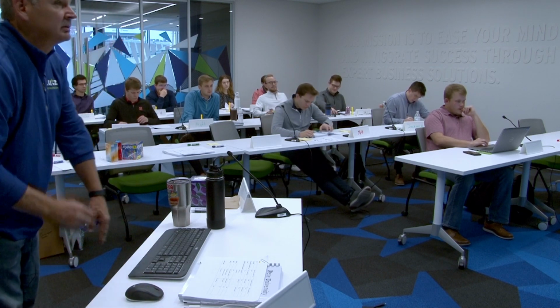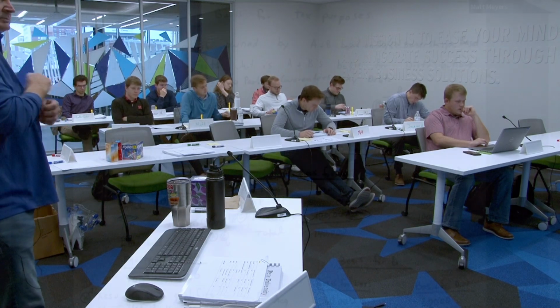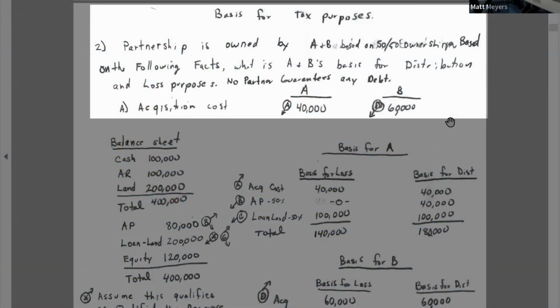Who do you want to call on? Chris. Let's do it. Allie, what's number 2 say? The partnership is owned by A and B based on 50/50. Based on the following facts, what is A and B's basis for distribution and loss purposes? No partner guarantees any debt. The acquisition cost for A is 40,000 and for B it's 60,000.